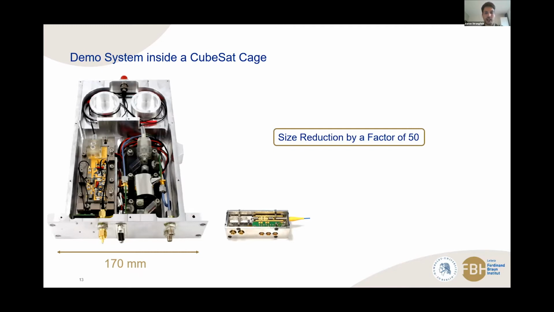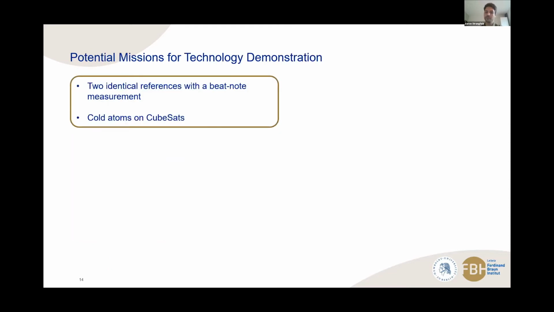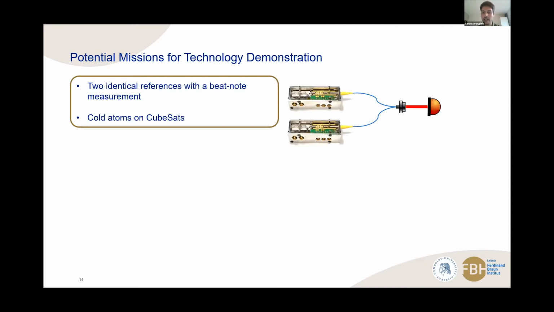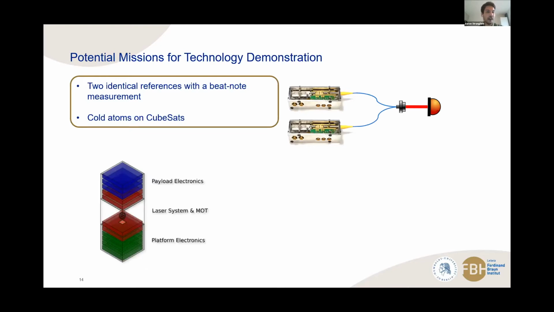From there, you could continue this prototyping development phase, making this thing hermetically sealed. After this, you could think of experiments. First, you could verify the operability of the frequency reference on a CubeSat by building two identical references and verifying the performance by a beat note between those two. Alternatively, we could go on further. We will hear about a system that is doing this.